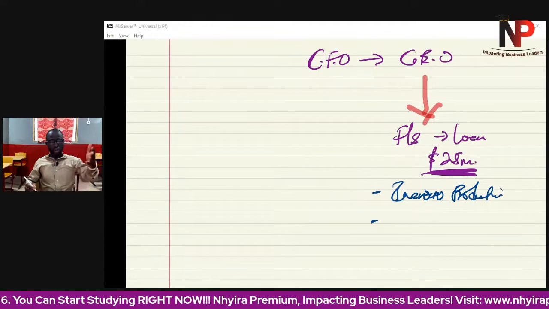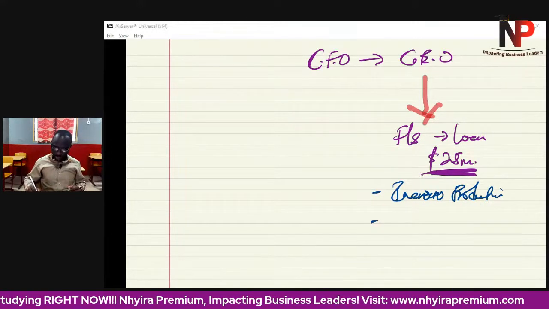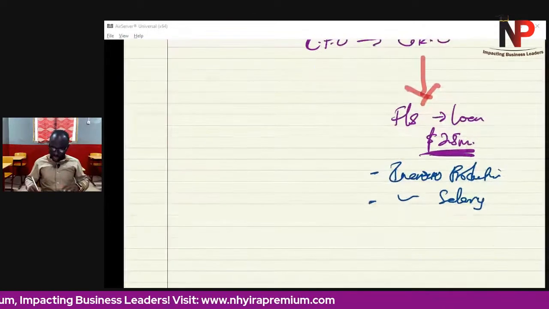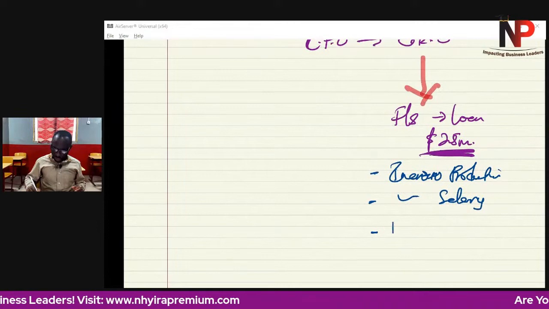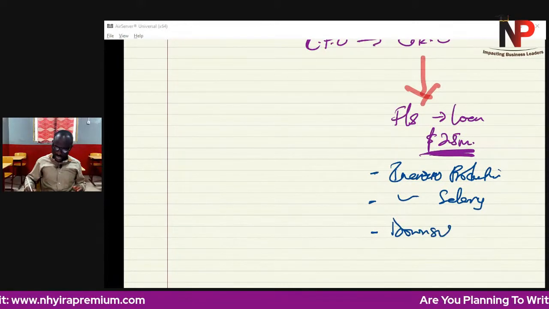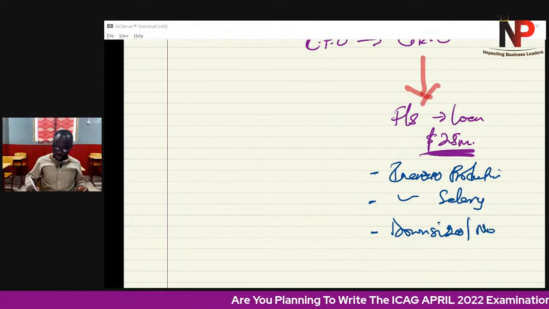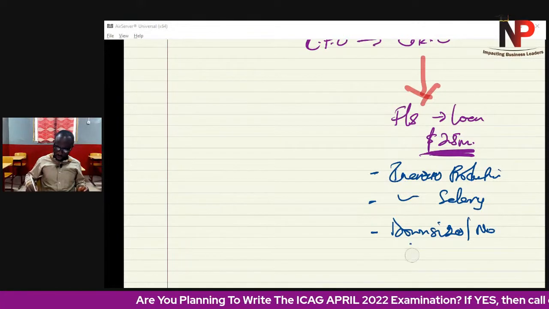When we get this loan, as the CFO of the company, there will be an increase in your salary. And if we're able to get this loan, then as a company we are not going to downsize. People are not going to be losing their jobs, so there will not be any job lost.